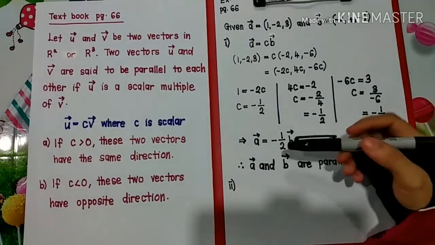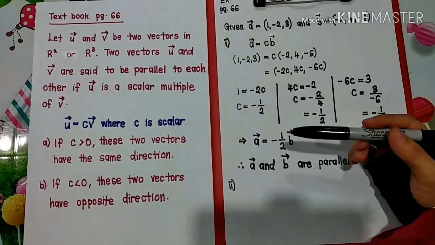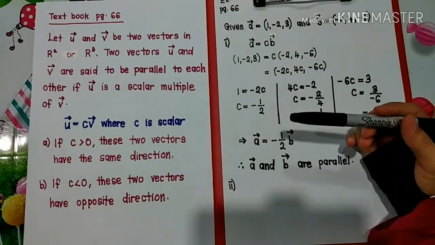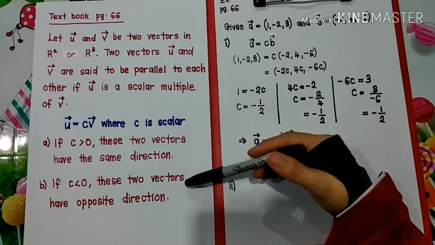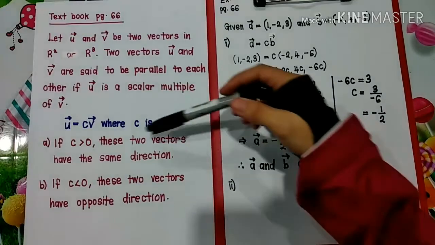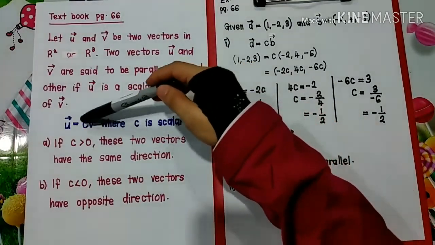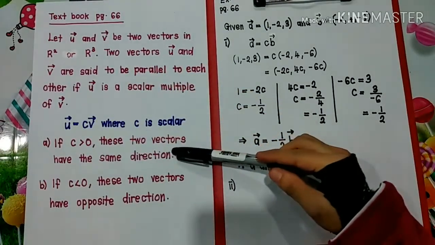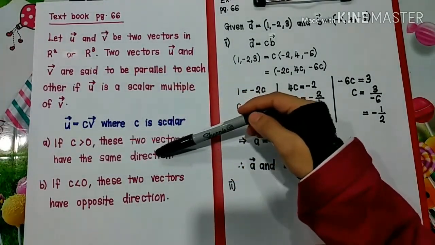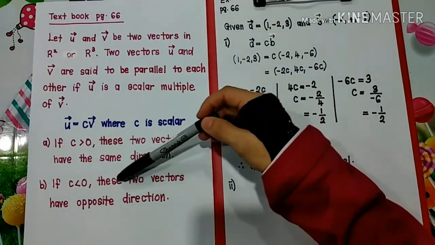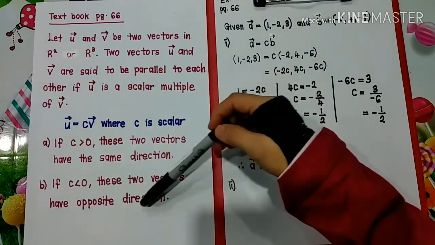Second question: is a in the same direction or in the opposite direction to b? Give your reason. To solve this question, you can also read the information from your textbook, the same page, page number 66. If the value of c that we get is positive, or greater than 0, these two vectors have the same direction. But if the value of c is negative, or less than 0, these two vectors have opposite direction.